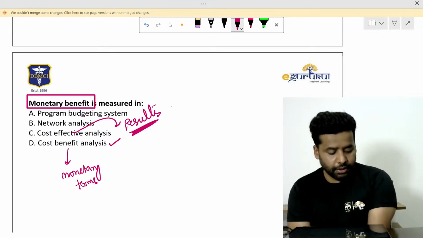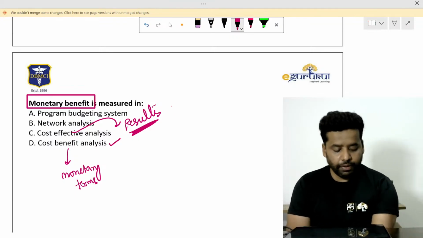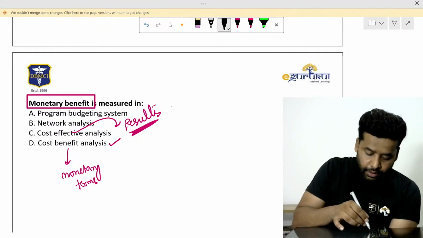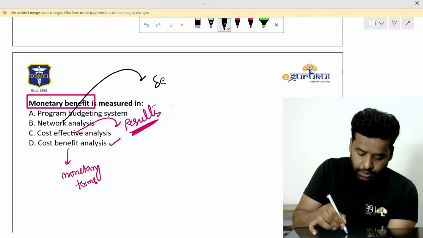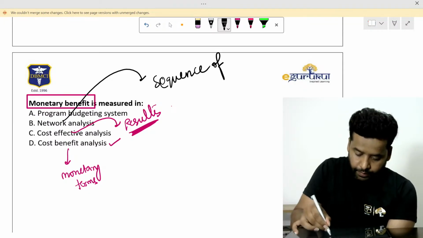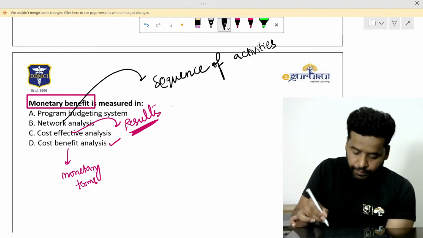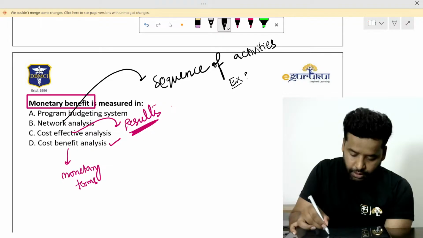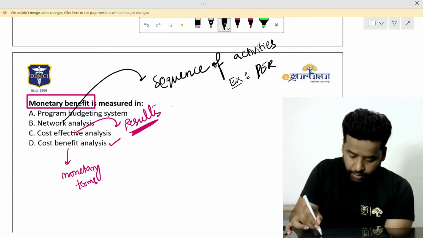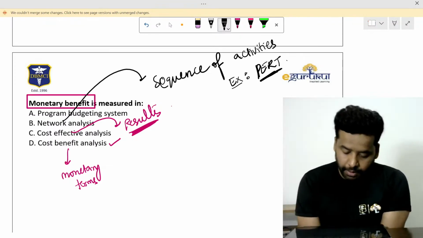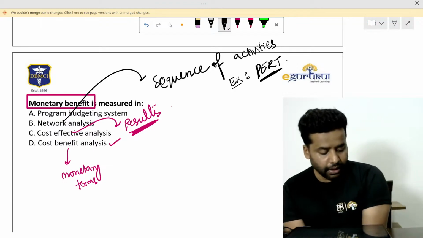Network analysis, you can tell the way how the events will go, the sequence of events. Network analysis assesses the sequence of activities. We will be making an arrow diagram. For example, PERT, program evaluation and review technique, is a type of network analysis, correct?